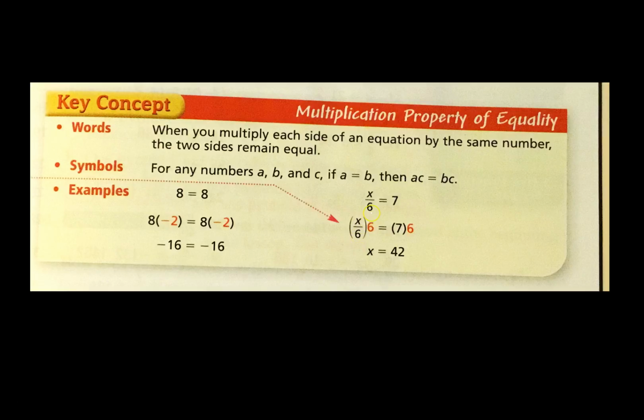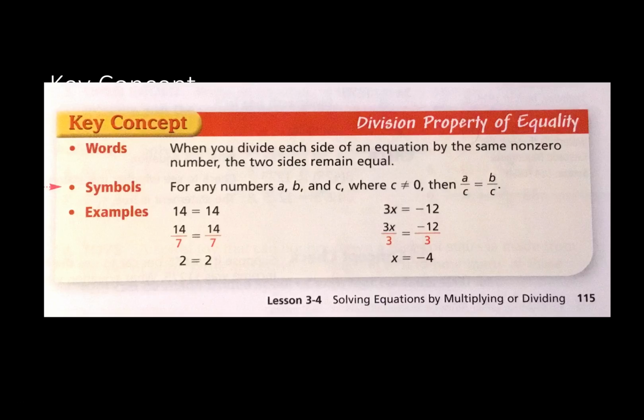So that's how we're going to get x by itself. So x over 6 times 6 will equal x. Well, if I do times 6 to both sides, that's going to multiply that by 6, so that ends up being 42. So don't freak out when you see this. We'll see it again here in a little bit. And here's the big surprise.